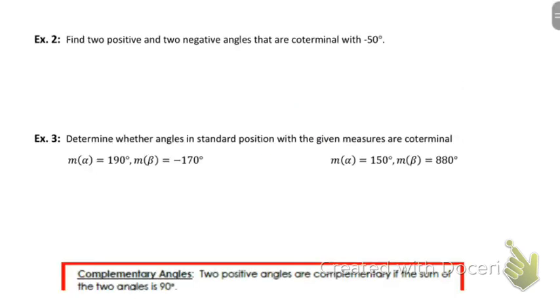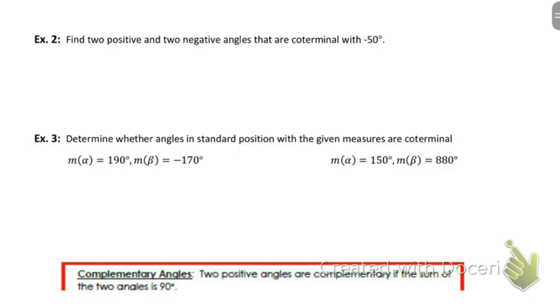So this one says find 2 positive and 2 negative angles that are coterminal with negative 50. Can someone tell me one positive angle that's coterminal with negative 50? Yeah. 310. What did you do? I just added 360. You added 360. How would I get to the next one? If I had to get to one more positive? Add 360 again. What if I asked for 3? Then what would you do? Add another 360. If I asked for 4, add another 360.